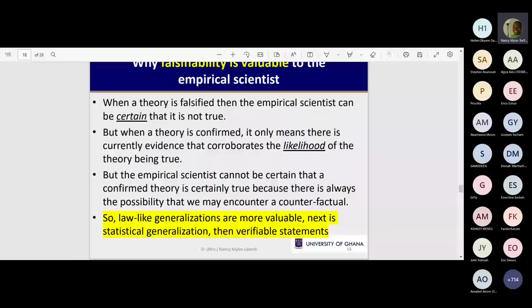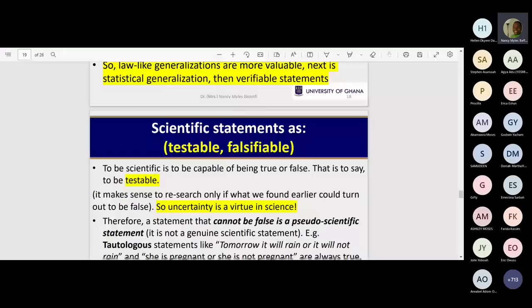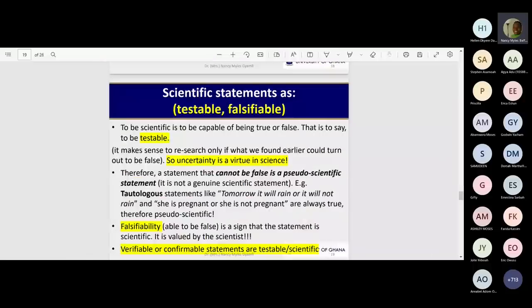But if you make it easier to be false too, and you find a counterfactual, something that makes it false, we are still happy. We have attained certainty. So you kill two birds with one stone when you are dealing more with what? Universal generalizations than you are dealing with what? What's the other one? Statistical generalizations. Both of them general, okay?